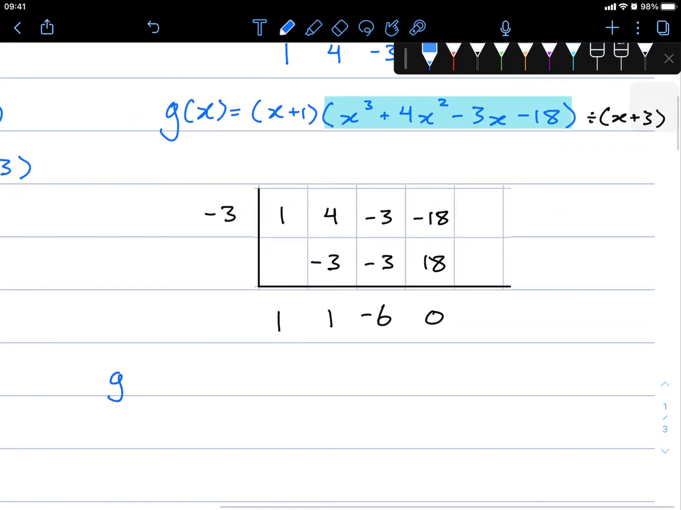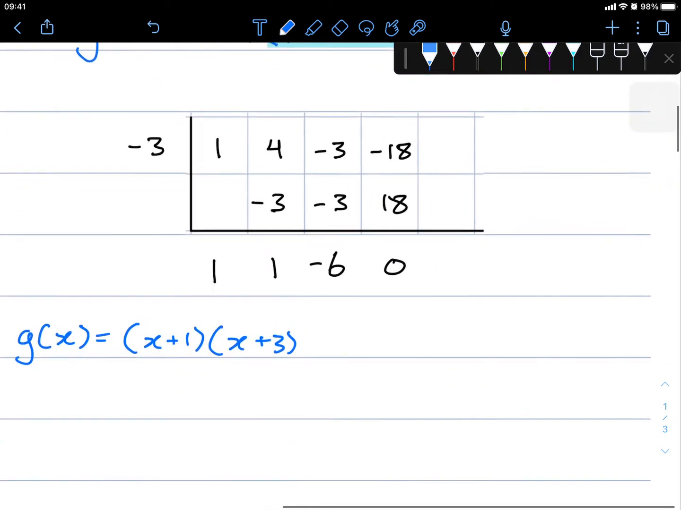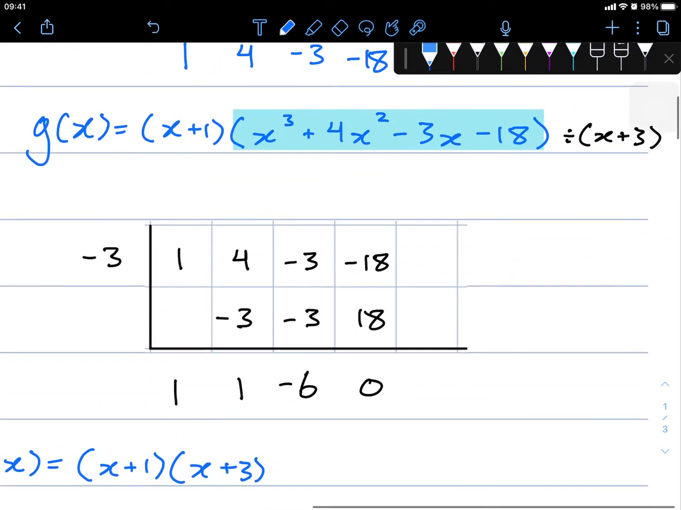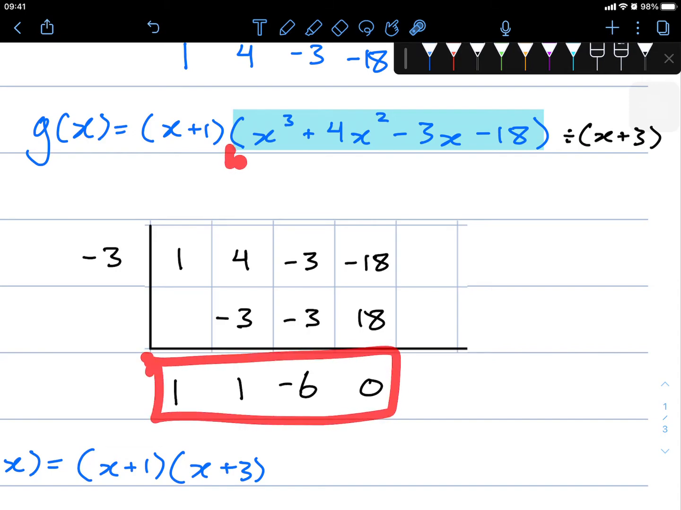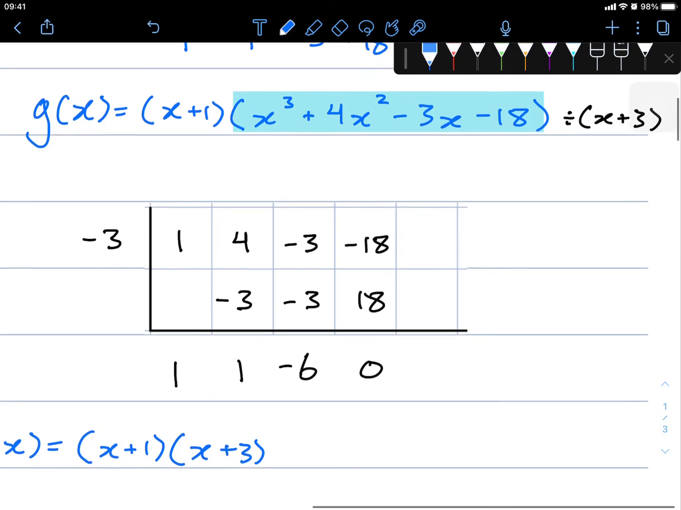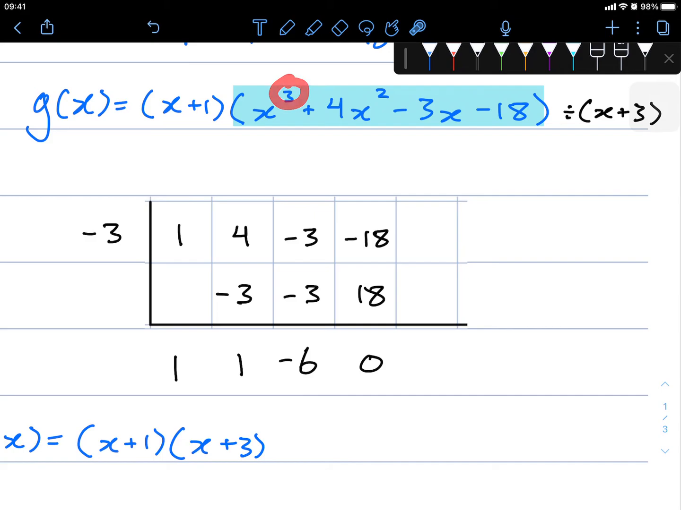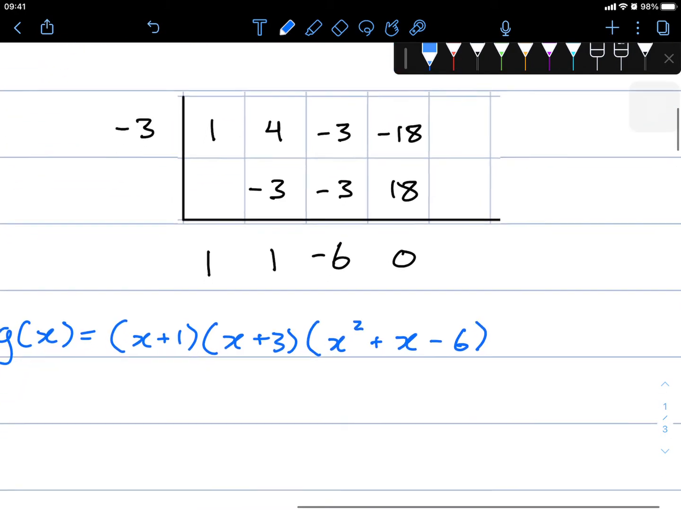So g of x can now be written as x plus 1, x plus 3, and this quotient here. Now remember, this quotient was taken from the division of this by our divisor. And since this started on x cubed, this is now going to be x squared. So x squared plus x minus 6.